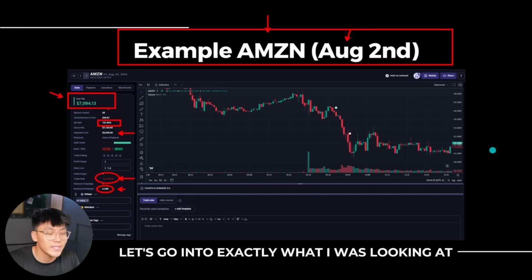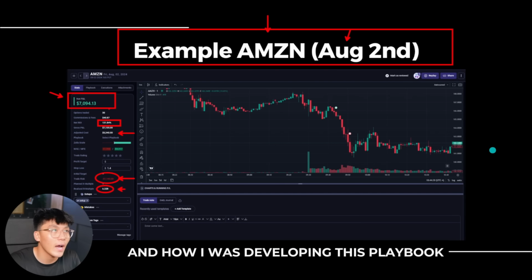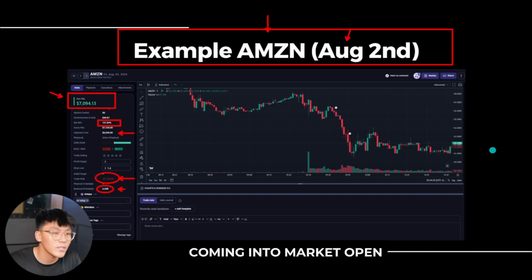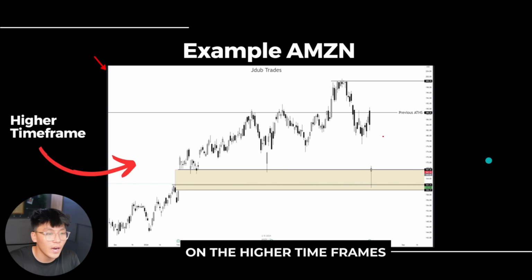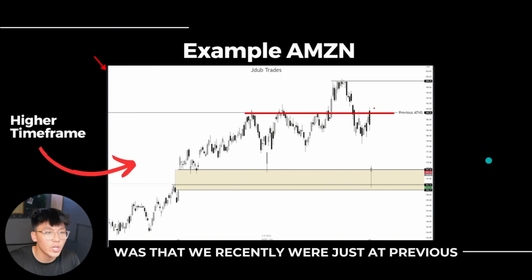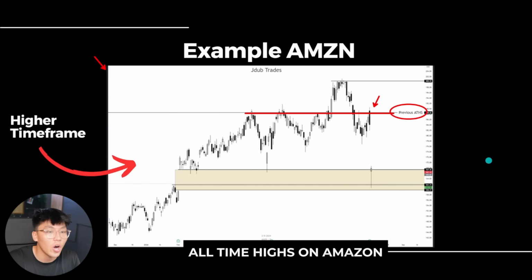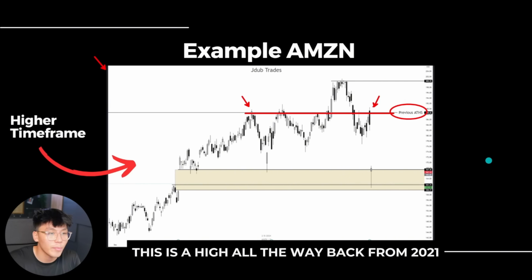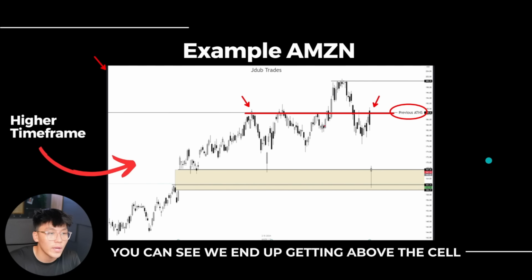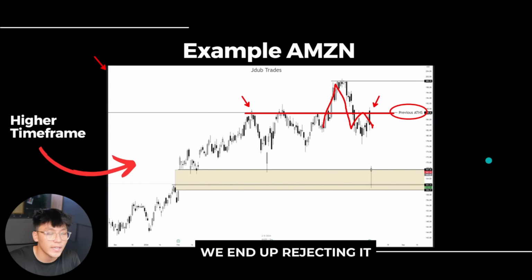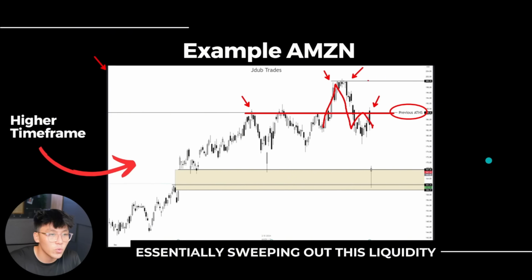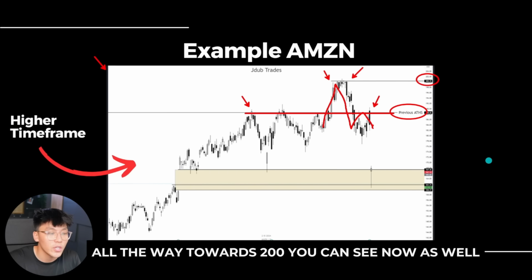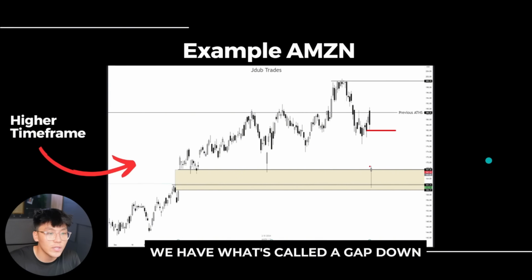So let's go into exactly what I was looking at and how I was developing this playbook coming into market open. So you can see the first thing I was recognizing on the higher time frames was that we recently were just at previous all-time highs on Amazon. This was a high all the way back from 2021. You can see we end up getting above this level, we end up rejecting it. So we end up rejecting this previous all-time highs level, essentially sweeping out this liquidity all the way towards 200. You can see now as well, we have what's called a gap down.